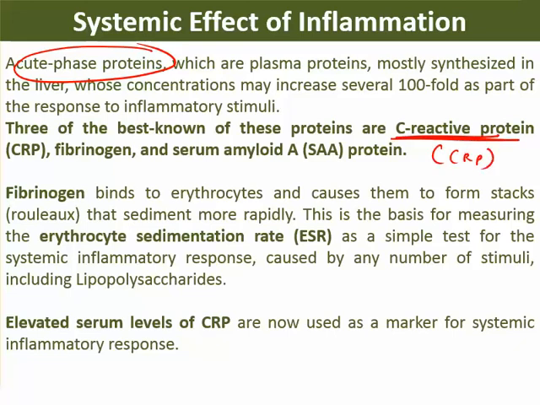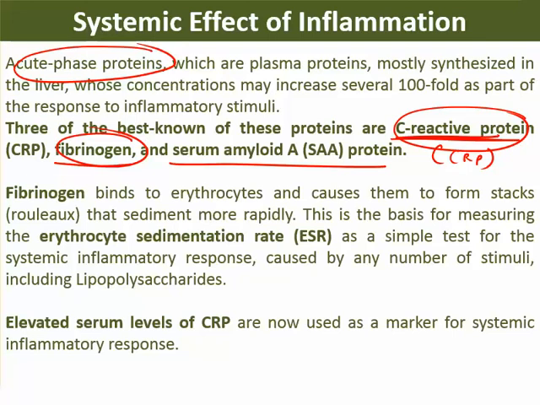In the lab, if you see the test, they call it CRP. It is called C-reactive protein. The other one is fibrinogen, and the other one is serum amyloid A. But in the lab we do tests for CRP and fibrinogen. Okay. So CRP, we directly measure it, for example, I take a blood sample.